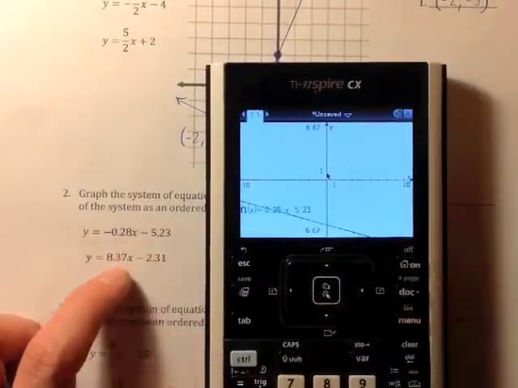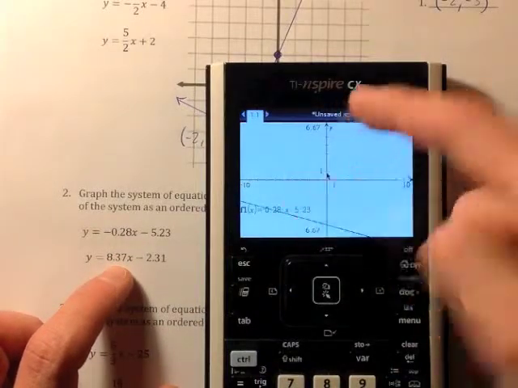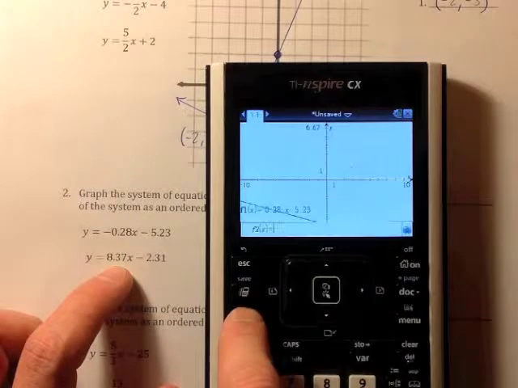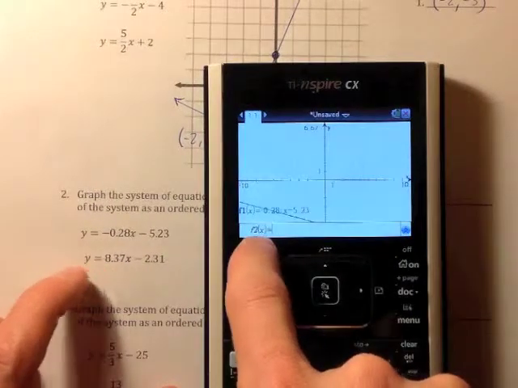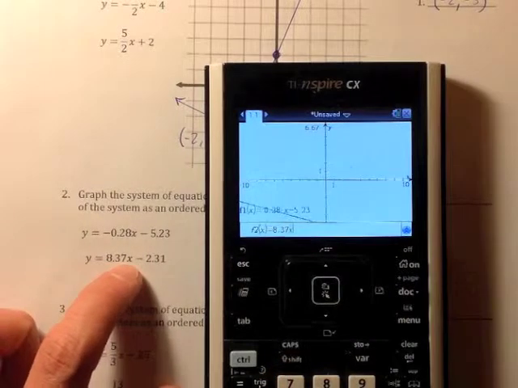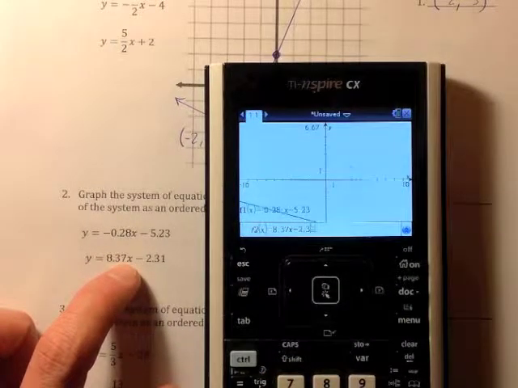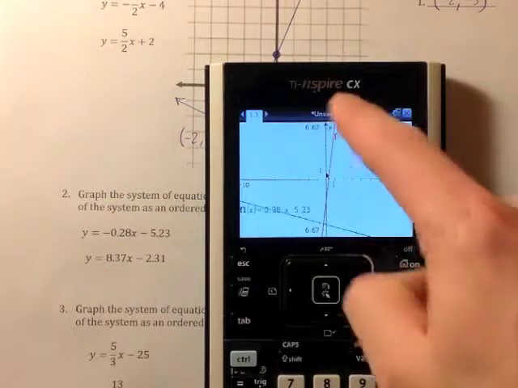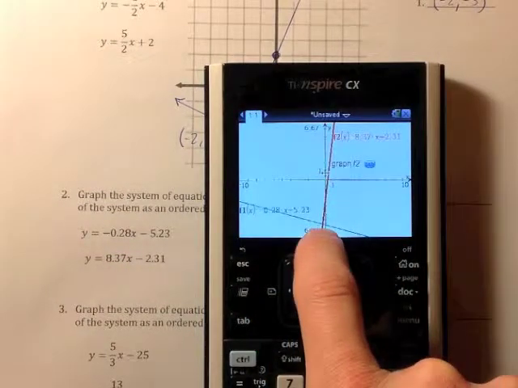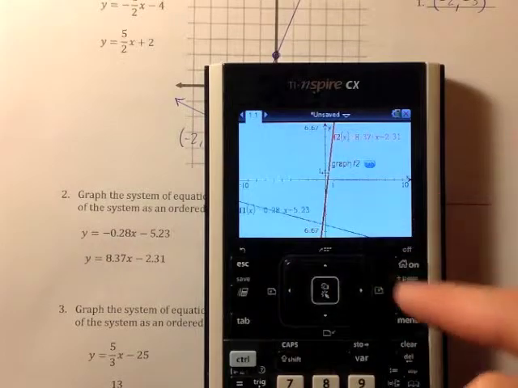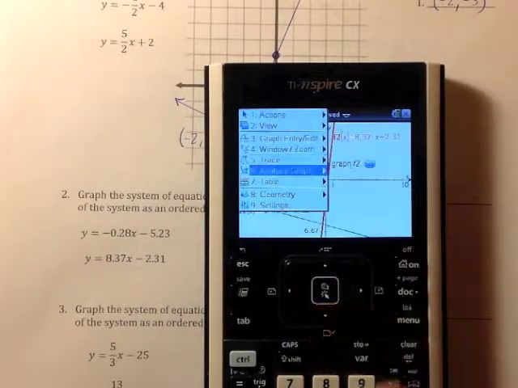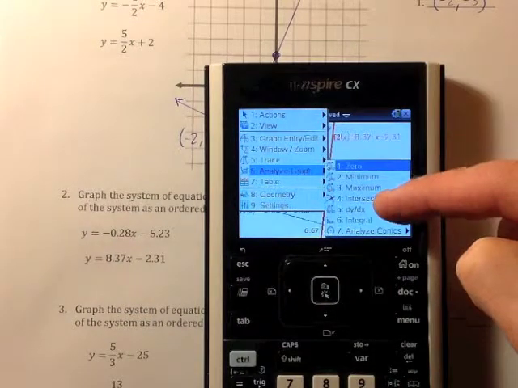And then the next line, in order to get a new equation, we're going to press tab. Okay, so there's our second y. Y equals 8.37 times x minus 2.31. Okay, so there's our second line. Now, we need to find the ordered pair of the intersection point. So what we're going to do is go to Menu, Analyze Graph, Intersection.